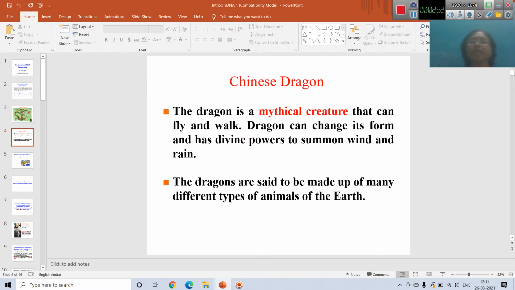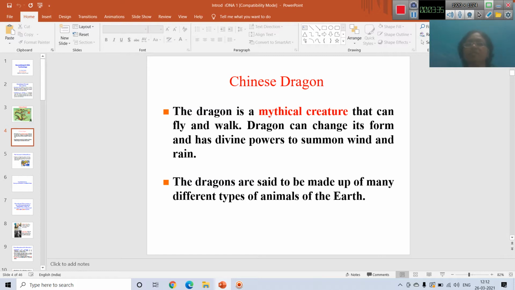So this dragon is a mythical, imaginary creature, and this creature can fly, it can walk, and it can also breathe fire from its mouth. Such a type of mythical creature is said to have a divine power. So it can summon the wind, it can summon the rain, because it has fire, so it can end the wind and the rain. And this dragon is said to be made up of many different types of animals on the earth.